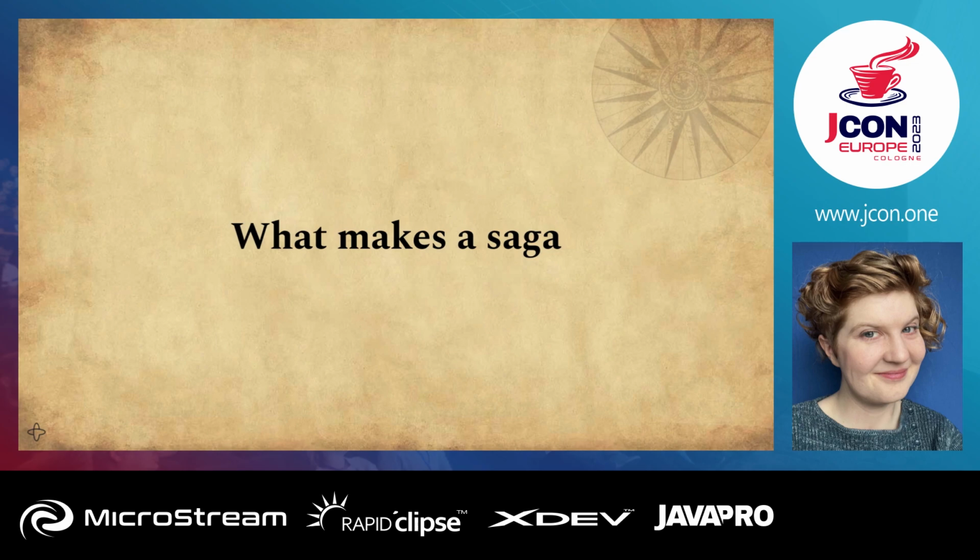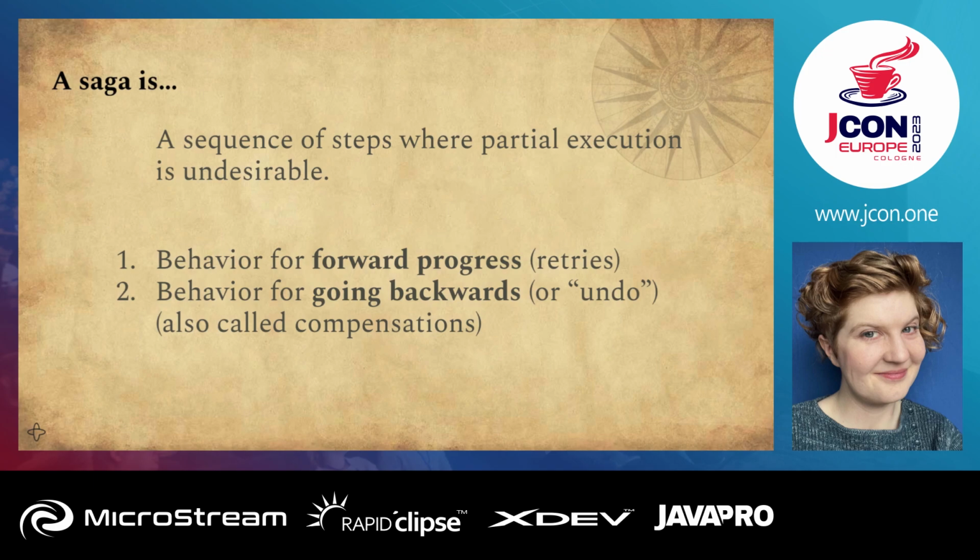So let's dig into a little more formally what makes a saga. A saga is a sequence of steps where partial execution is undesirable. So with the vacation, you want the whole vacation, you need a place to stay and a way to get there. Otherwise, don't do it. And to make that happen, you need to clearly define forward progress, and that is done via retries. Or also, you need to have clearly defined behavior for going backwards if, again, you can't book the whole thing. And these are called compensations.